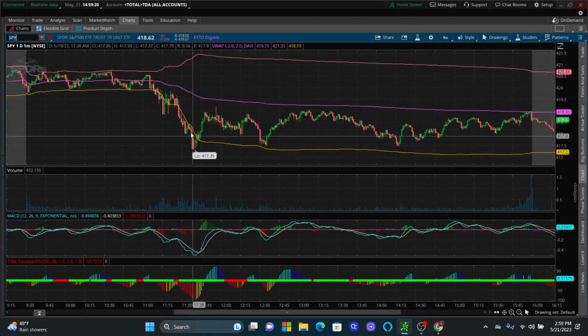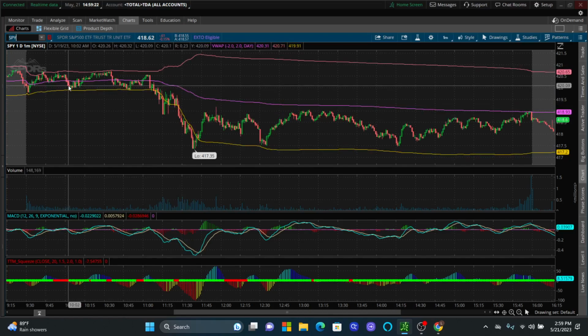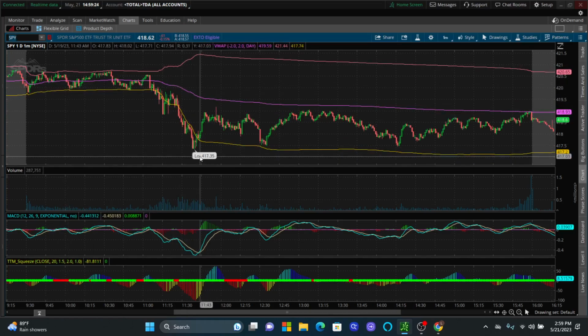A huge sell-off happened right here. And if you would have got in on this play at $420, you could have capitalized and actually sold and took profit when S&P 500 hit $417. So you could have made tremendous returns on short-term options playing this strategy here.